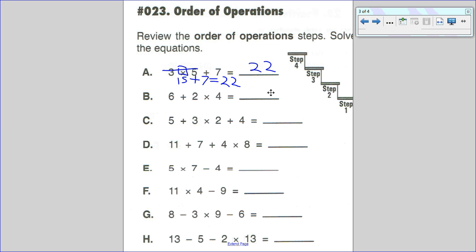Okay? B, we work the same way. We do 2 times 4 first, which gives us 8. We bring everything else down, and this is how I want to see you do your work. Rewrite the problem after every operation you do. Okay? 6 plus 8, 14. Okay? So, on to C.